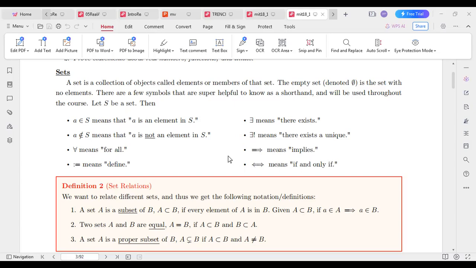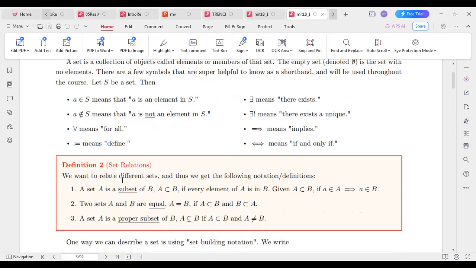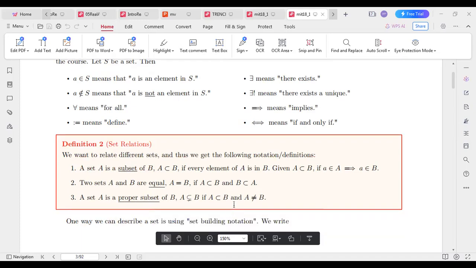So first of all, what are set relations? We want to relate different sets, thus we get the following notation and definitions. A set A is a subset of B, which can be written like this. Similarly, the sets will be equal if and only if this. A set A is a proper subset of B, written like this. But the number of elements of A and B will not be equal if A is a proper subset of B.